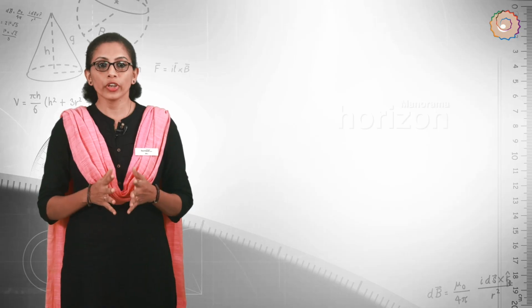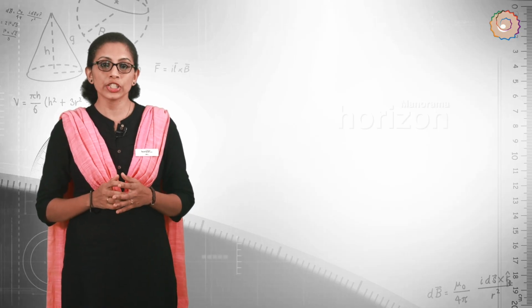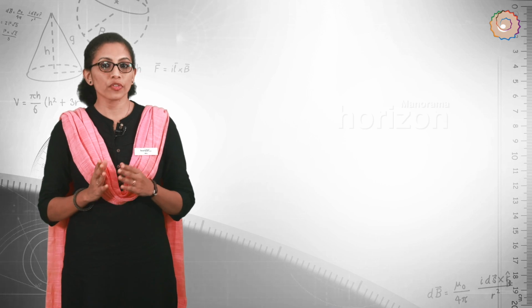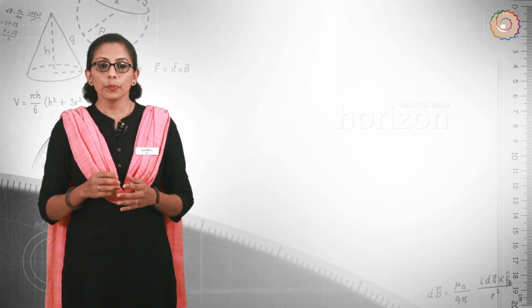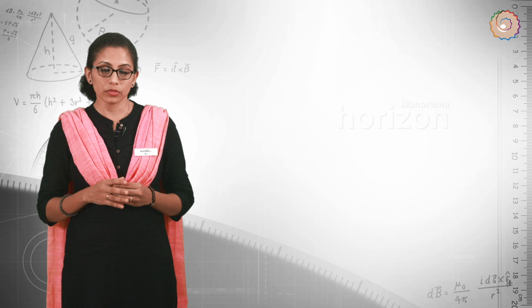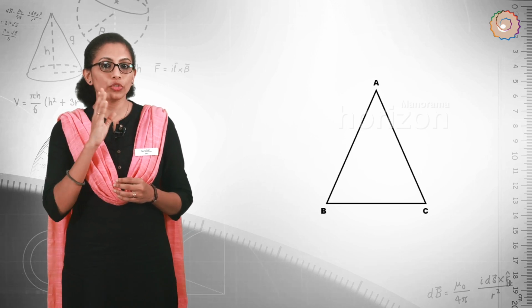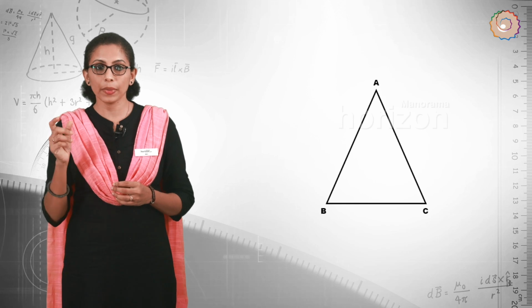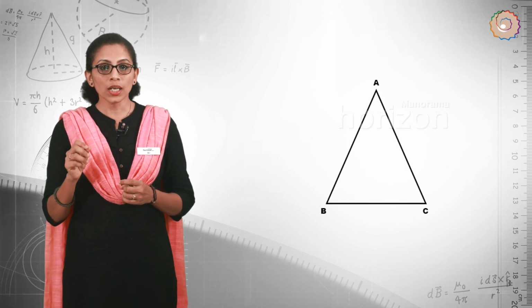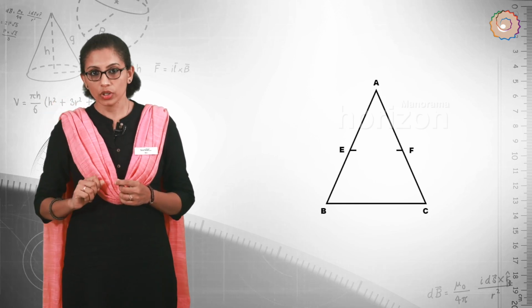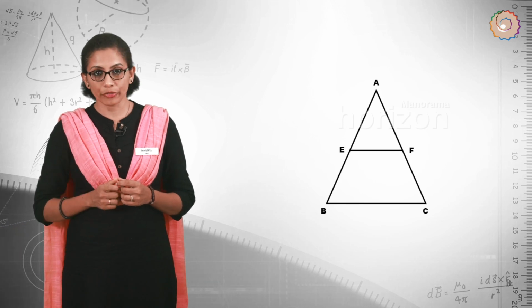In this section, we are going to learn about a theorem which is related to the midpoint of sides of a triangle. Perform a simple activity. Draw a triangle ABC and mark the midpoints of two sides of the triangle, AB and AC. Mark them as E and F.